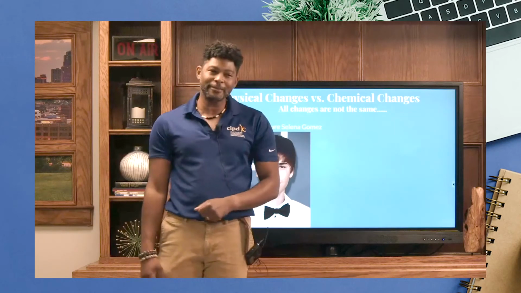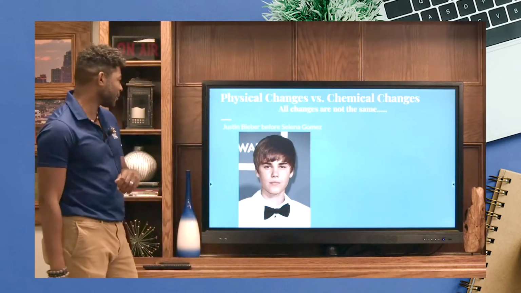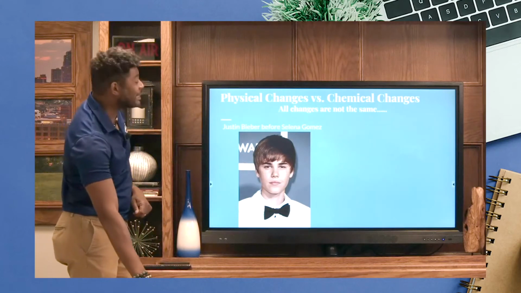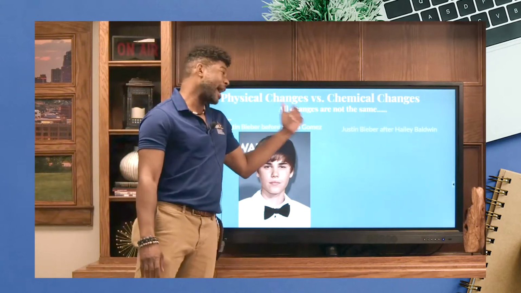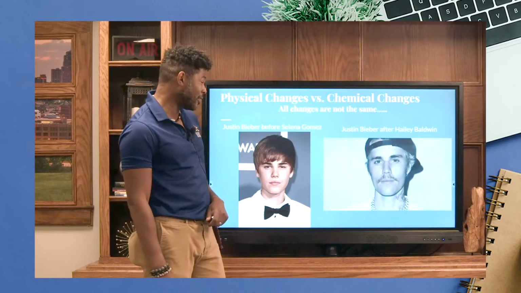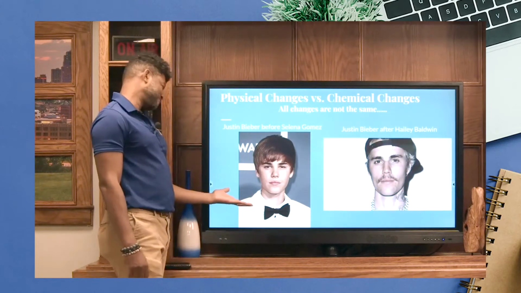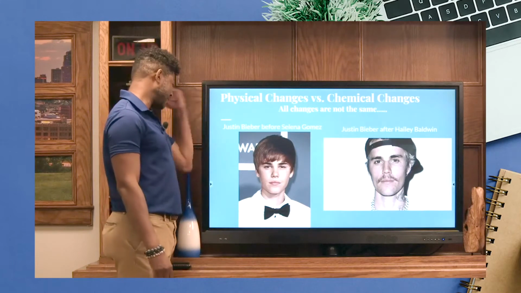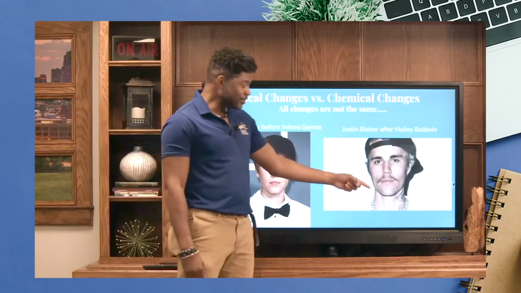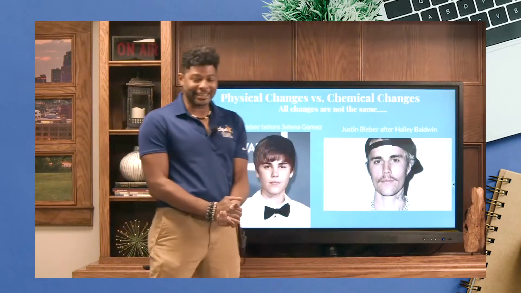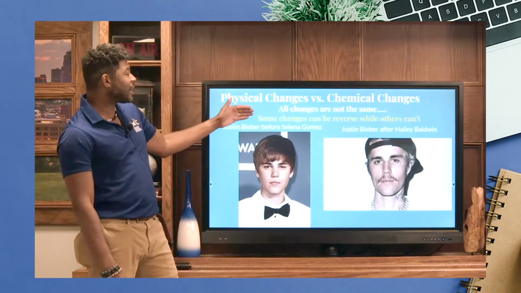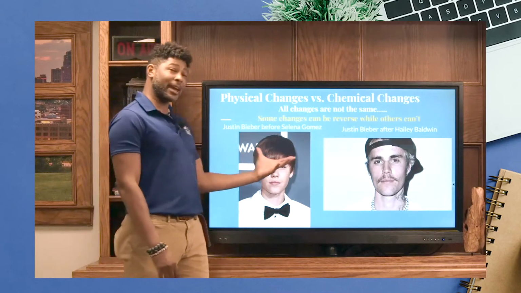And my favorite, this is Justin Bieber. Justin Bieber before Selena Gomez. Well, here's Justin Bieber after Hailey Baldwin. And if you notice, this little guy, yeah, you could easily come into my house. Hey, you could date my daughter. This dude wouldn't let him walk my dog. I'm just saying, rough life. But the whole point is this: some changes you can reverse, some you can't.